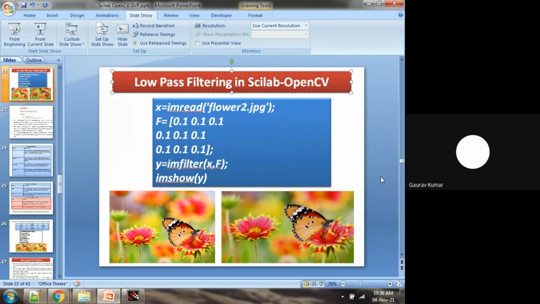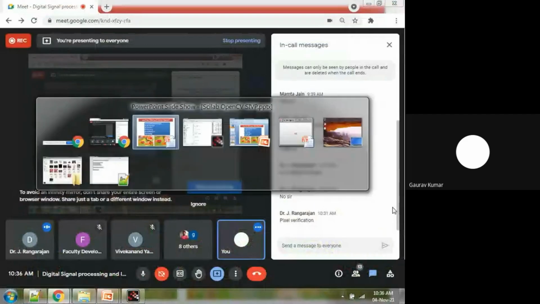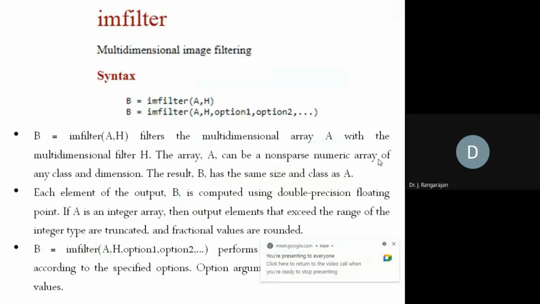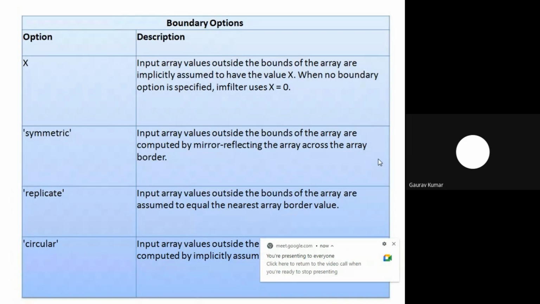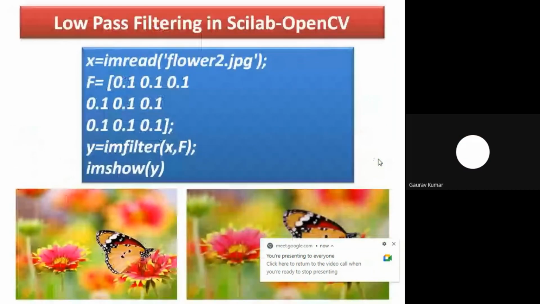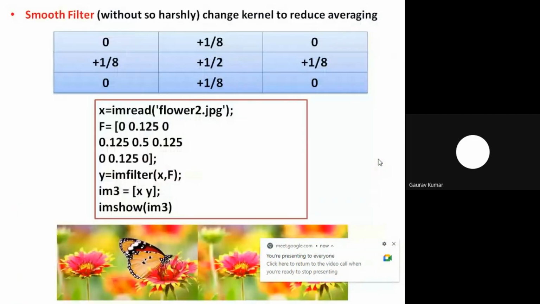Is this point clear to all of you? Yes, sir. Okay, so this is IM filter function, and we can add some additional parameters also. We can use additional parameters. Okay, now we'll see how to use smooth filter.